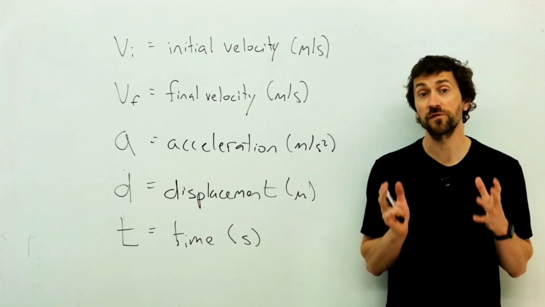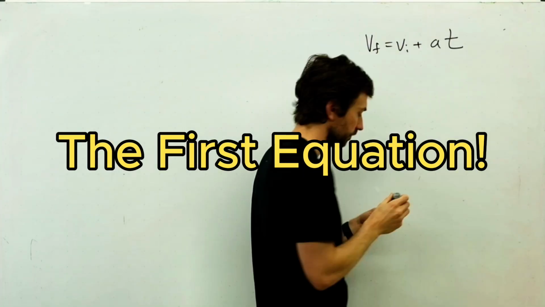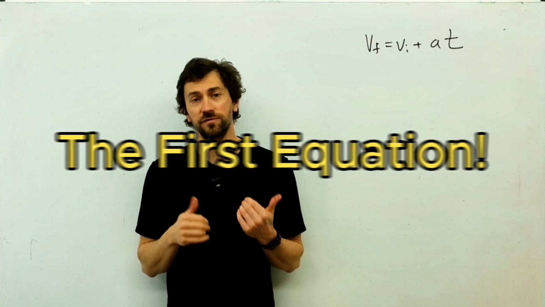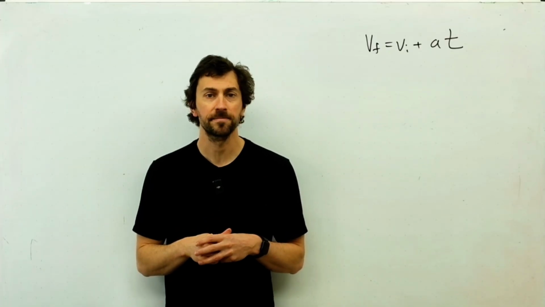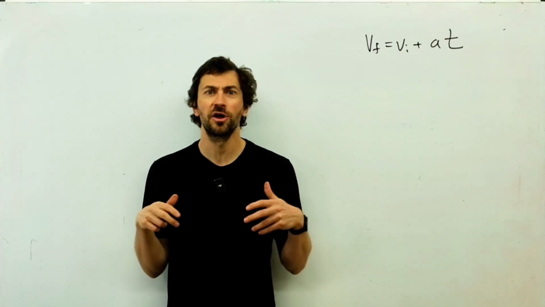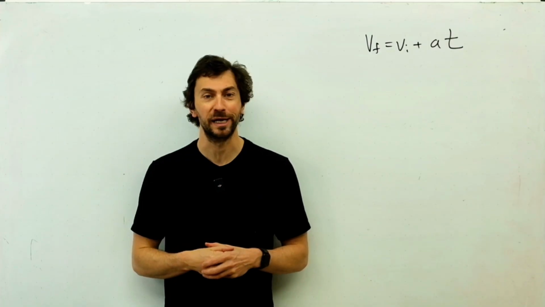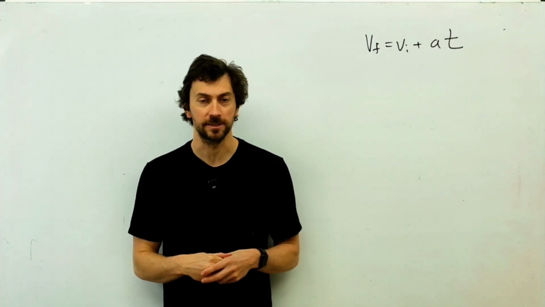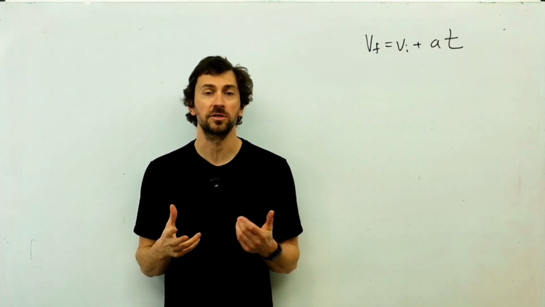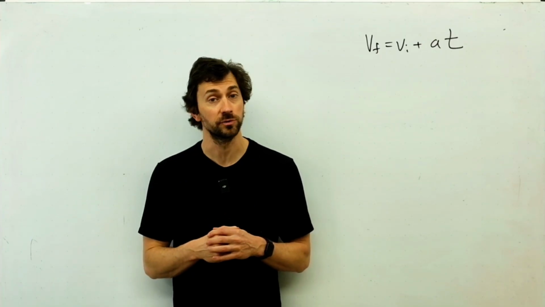Let's look at the very first kinematic equation. The equation says VF equals VI plus AT. There it is. This is the first of the great equations that we are being introduced to in AP Physics. Let's look at a couple of examples and see how this applies to some certain situations.